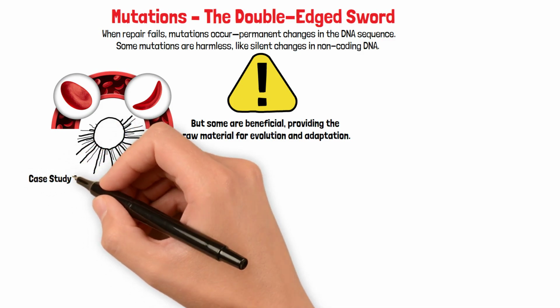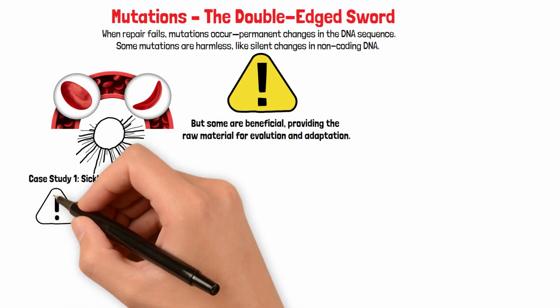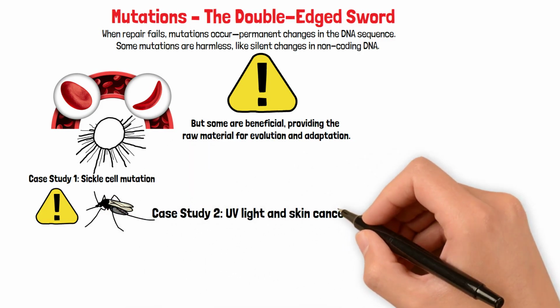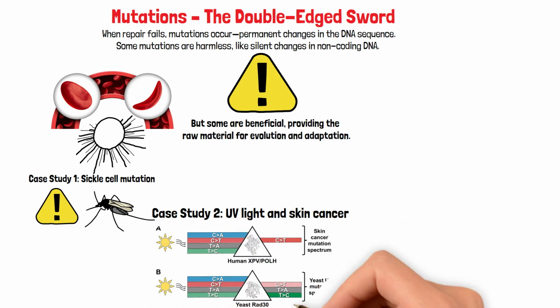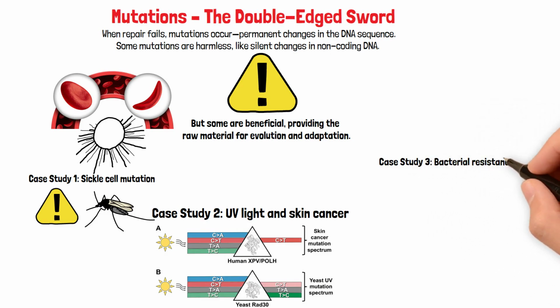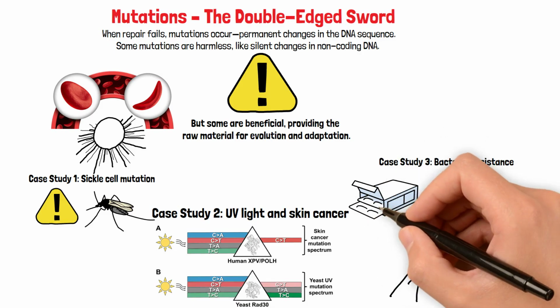Case Study 1, sickle cell mutation. Harmful in most cases, but protective against malaria. Case Study 2, UV light and skin cancer. When repair mechanisms fail, UV-induced mutations can cause uncontrolled cell growth. Case Study 3, bacterial resistance. Mutations in bacterial DNA allow survival against antibiotics, posing a global health challenge.